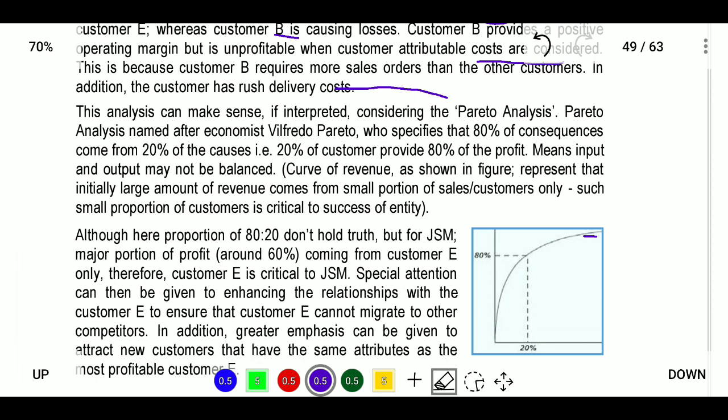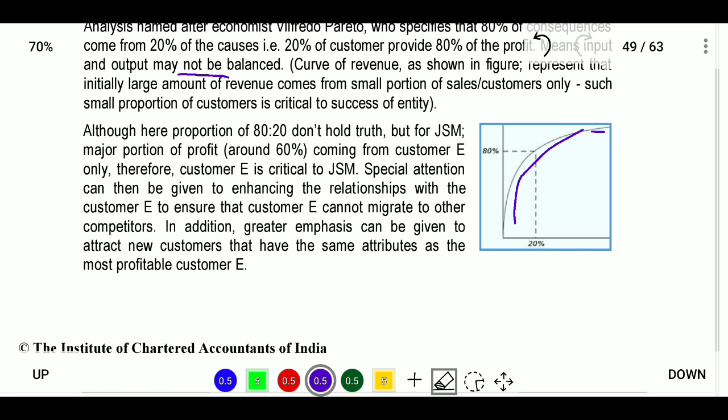What is this Pareto analysis? It is the 80 to 20 rule, which specifies that 80% of consequences come from 20% of causes. So 20% are the causes, that is the reasons, and 80% are the consequences. In some cases, 20% of customers provide 80% of profit. Here input and output may not be balanced. In the revenue curve shown in the figure, initially a large amount of revenue comes from a small portion. So from a small portion of customers, only such a small portion is critical to the success of the entity.